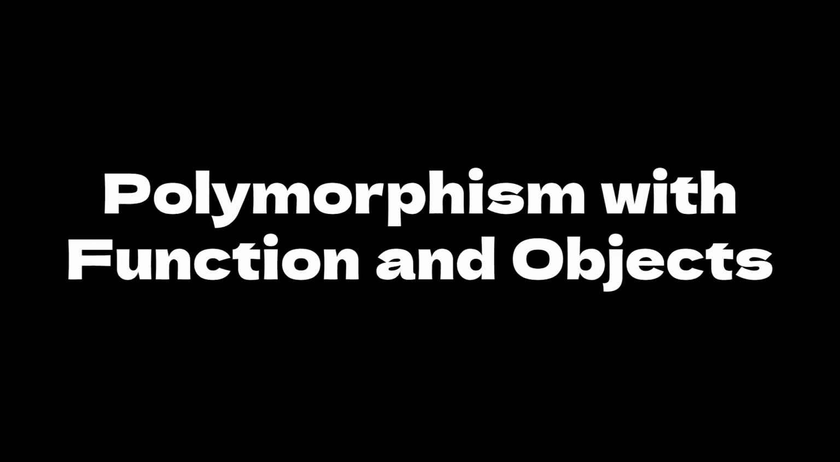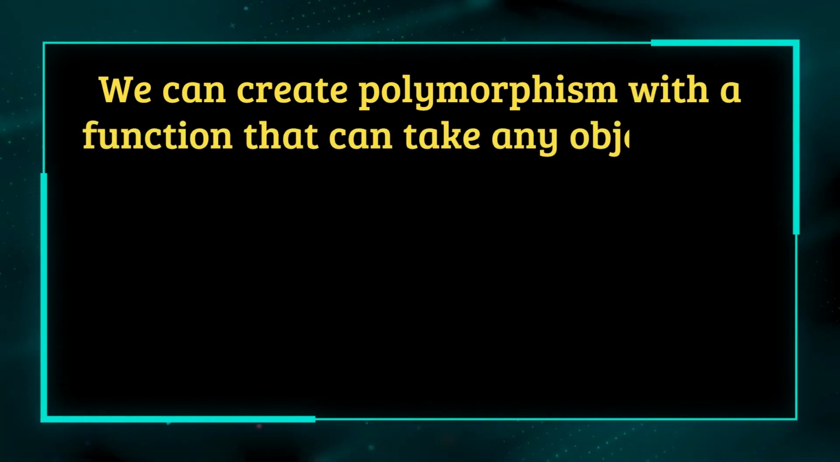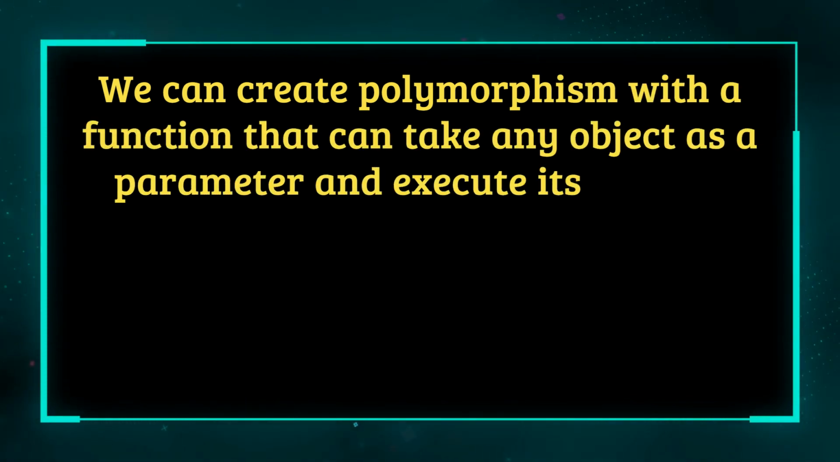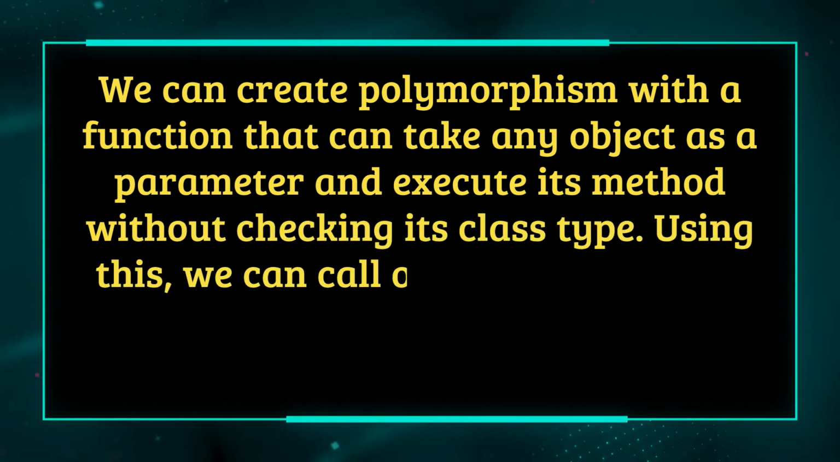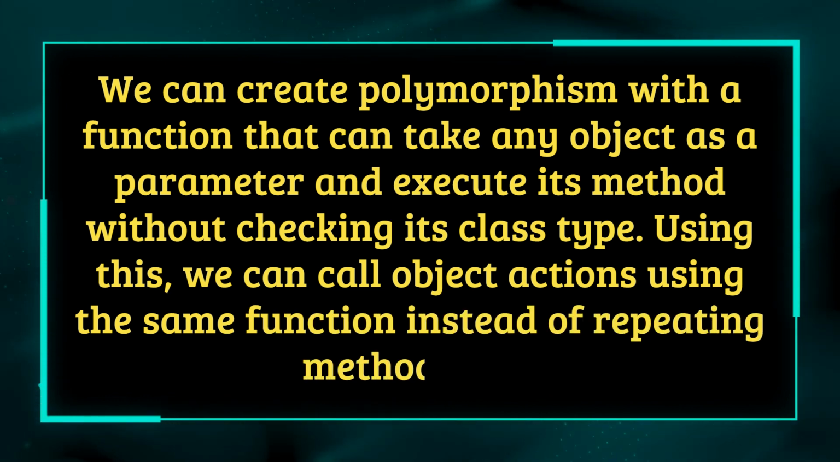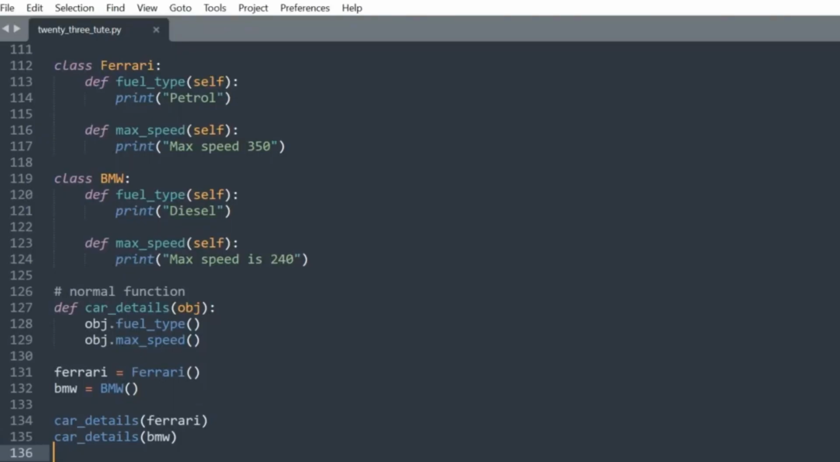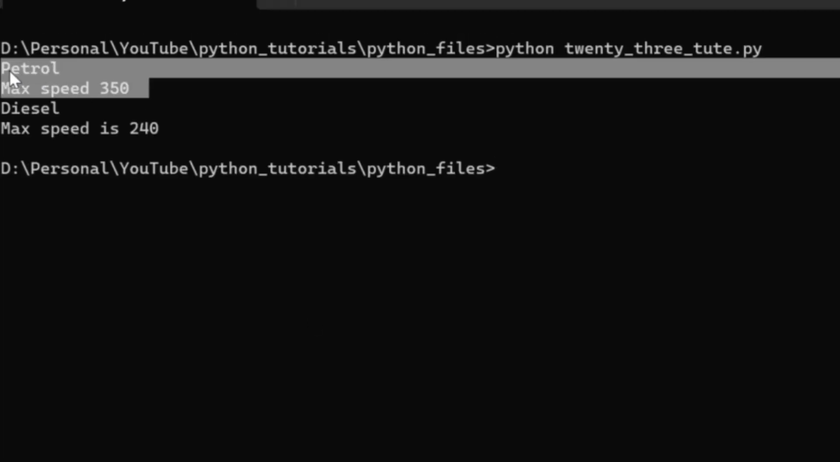Polymorphism with function and objects. We can create polymorphism with a function that can take any object as a parameter and execute its method without checking its class type. Using this, we can call object actions using the same function instead of repeating method calls. This is the example of how you can implement polymorphism with function and objects.